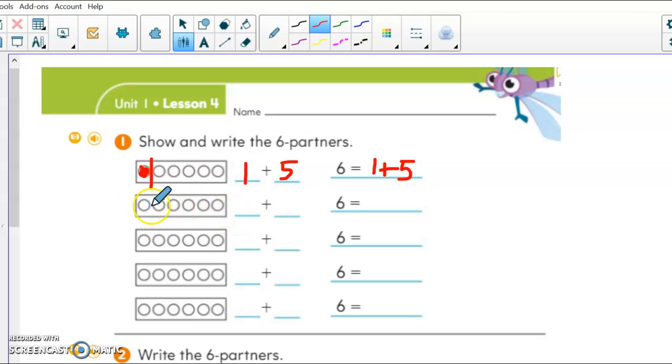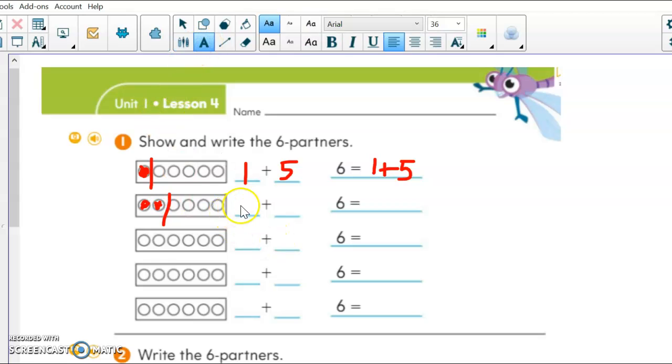Okay, now we would go and break it apart by 2 and color these in. And I'm going to see if I can use this tool to make it easier. 2 plus, how many dots are not colored in? We have 4. So then that would give us 6 is equal to 2 plus 4.